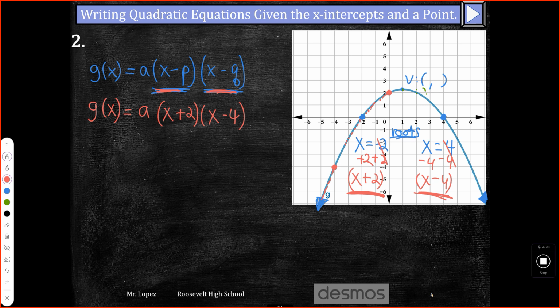Here we know what the x and y numbers are, whereas at the other points we don't. X is 0, y is 2. So this is x is 0, y is 2. And plug it in. Y is 2, a times (x is 0 plus 2) times (x is 0 minus 4).